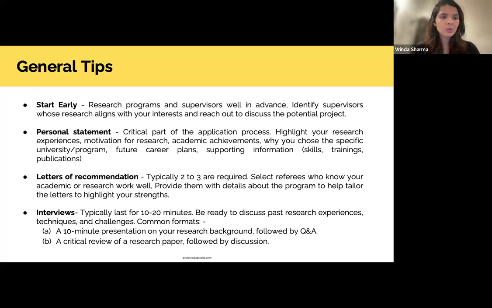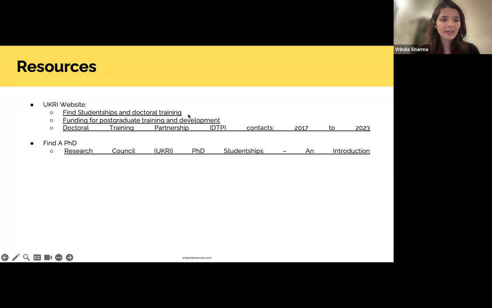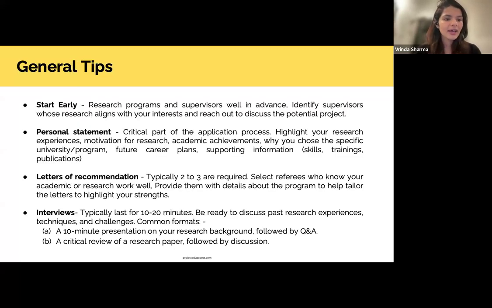So some tips that I would want to give you if you're applying this year. Firstly, start early. Start researching your programs and supervisors well in advance. Identify which supervisors have research aligning with the kind of work you want to do. And as I said, reach out to them, try to schedule meetings with them, and if they like your CV, always attach your CVs in the emails. This way you can get that nomination that you probably deserve.